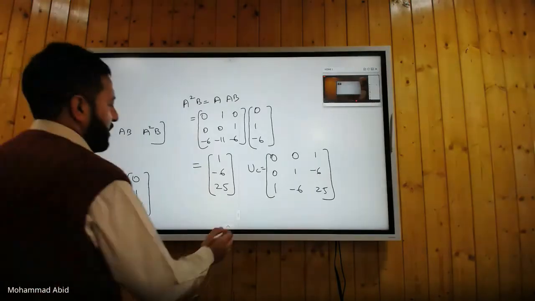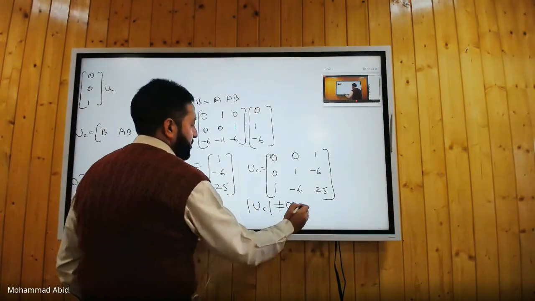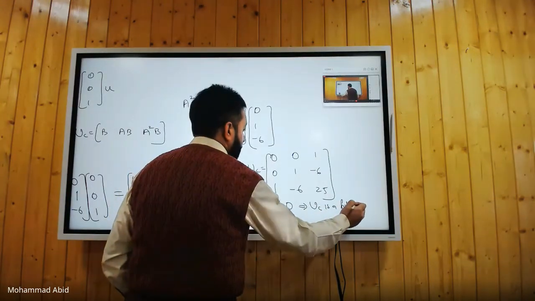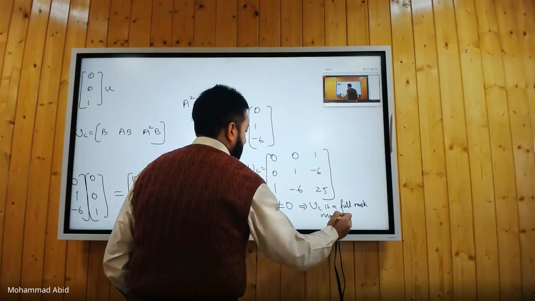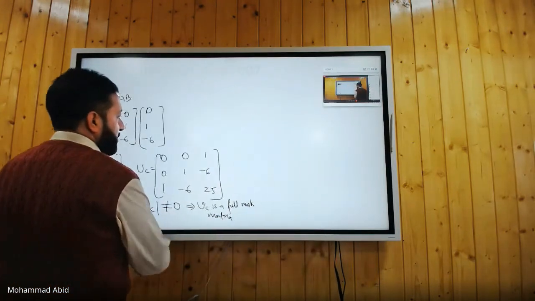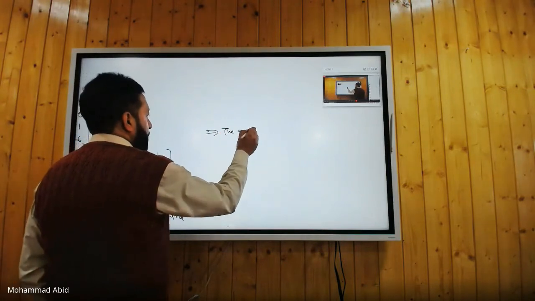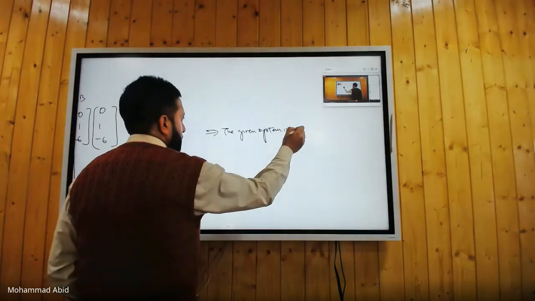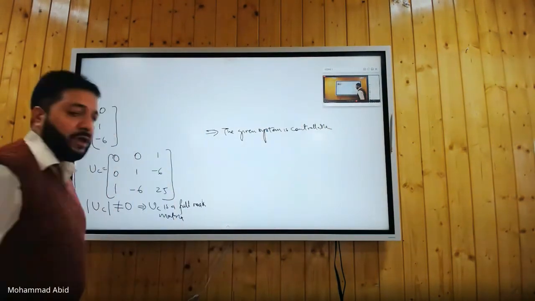Okay. So that means determinant of UC is not equal to 0, which implies UC is a full rank matrix, which actually implies that the given system is controllable. Is that okay?